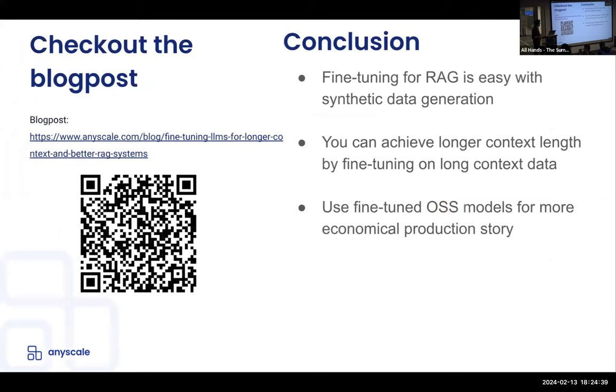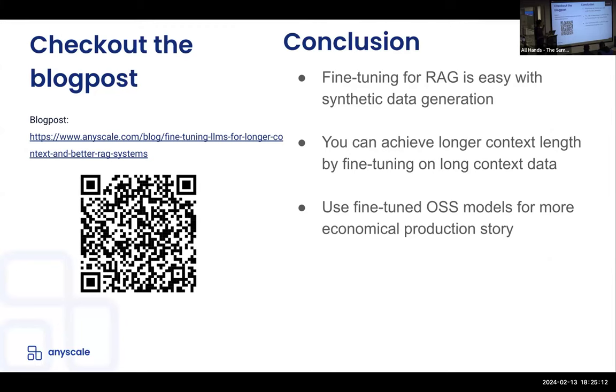We put out the details of this in a blog post this morning. You can check it out. In conclusion, without diving too deep into how we actually do this fine-tuning, it's part of the Anyscale endpoint feature. You can try it out. You can upload your data set very quickly and have it fine-tuned with the right context length on your model. But what you have to focus on is essentially creating these data sets and setting up your evaluation framework.